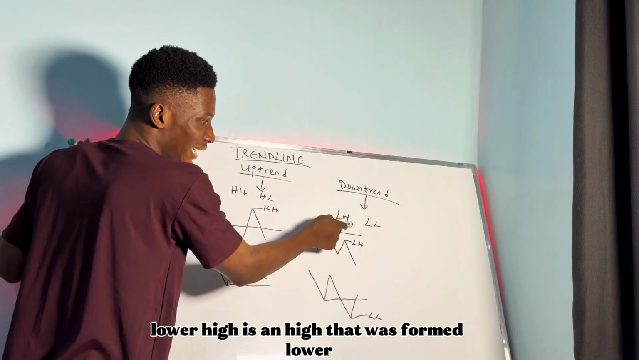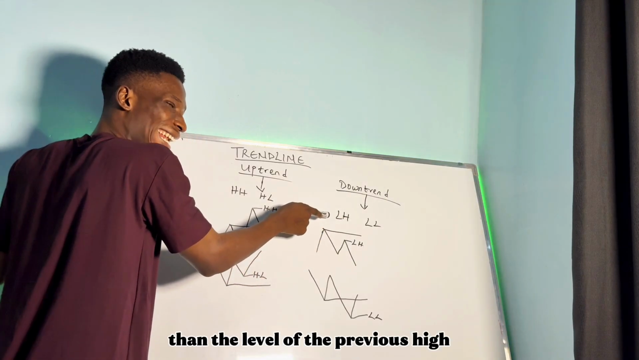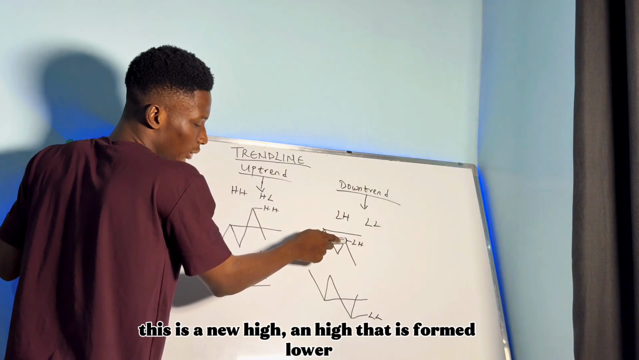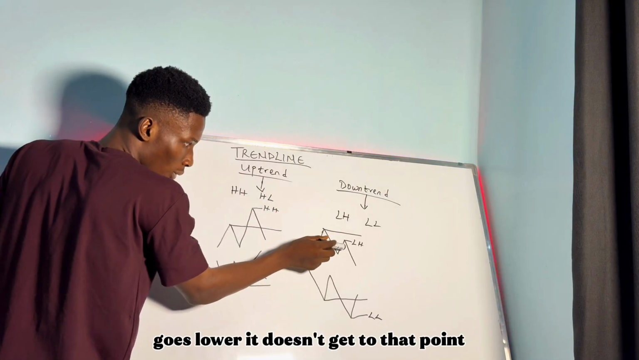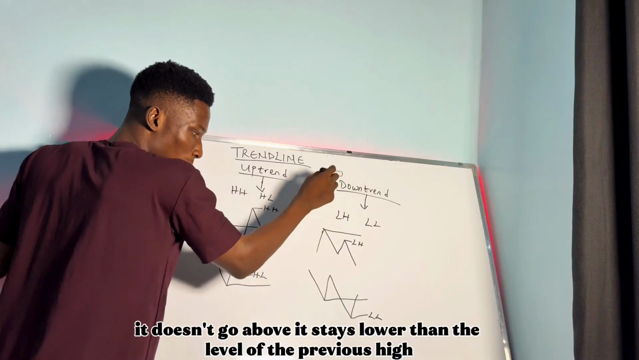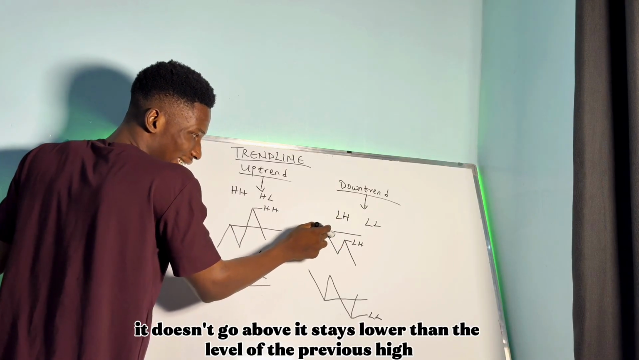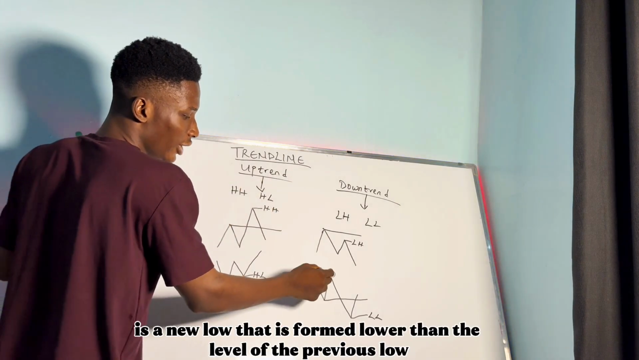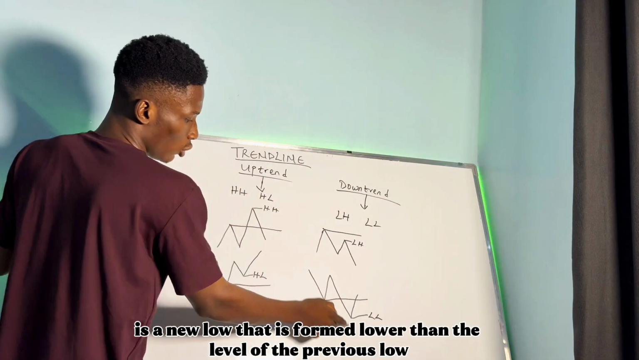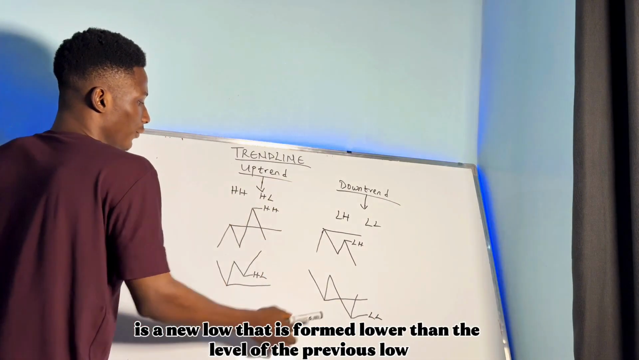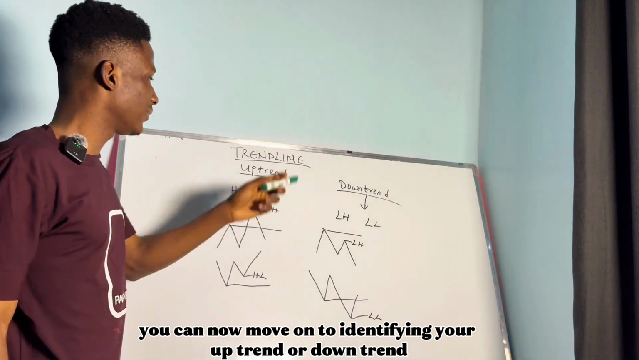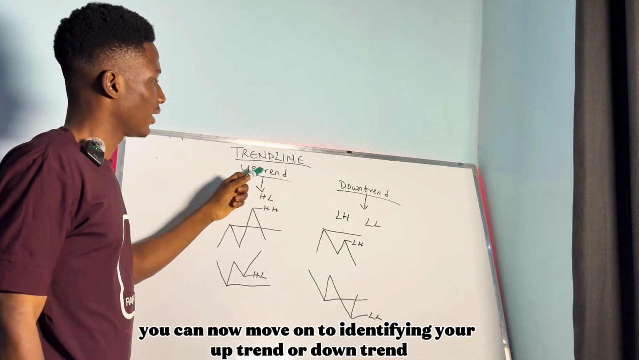Lower high is a high that was formed lower than the level of the previous high. This is a new high, a high that is formed lower. It doesn't get to that point, it doesn't go above, it stays lower than the level of the previous high. Lower low is a new low that is formed lower than the level of the previous low. With this knowledge now, you can move on to identifying your uptrend or downtrend.